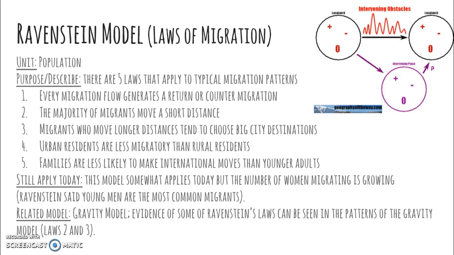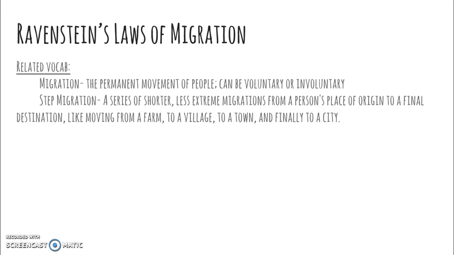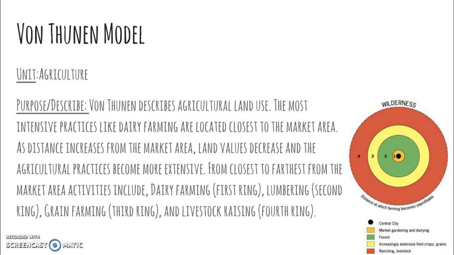And it somewhat applies today, but the number of women migrating is growing. Ravenstein said young men are the most common migrants, but young women are becoming more common. And the related model is the gravity model because evidence of laws 2 and 3 can be seen in that model. The related vocab is migration, which is the permanent movement of people, can be voluntary or involuntary. And then step migration is a series of shorter, less extreme migrations from a person's place of origin to a final destination, like moving from a farm to a village to a town and then to a city.